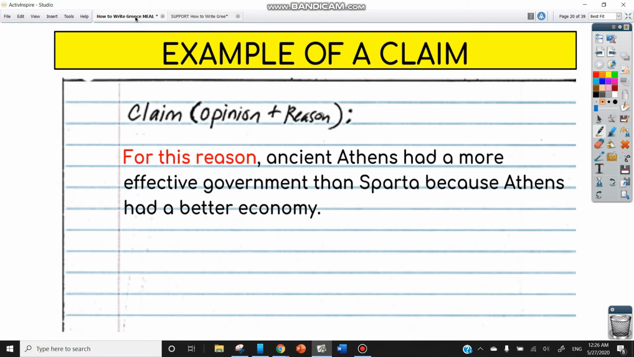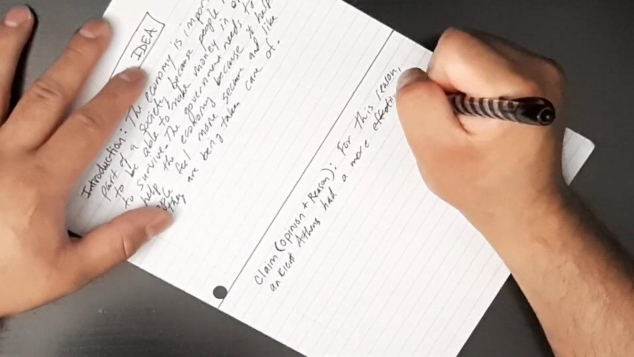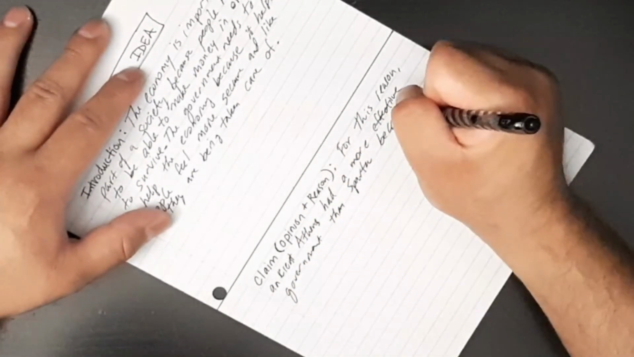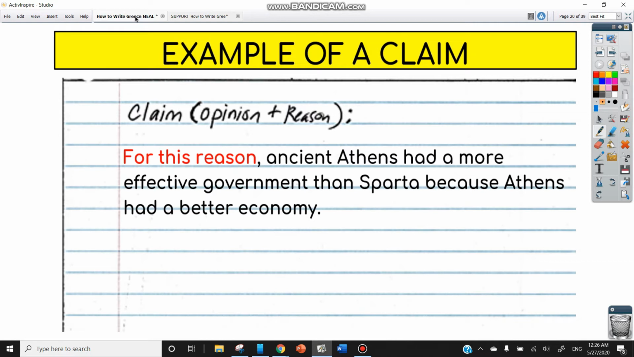There you go. For this reason, ancient Athens had a more effective government than Sparta because Athens had a better economy. And that will basically be the claim for the meal paragraph. So far you've completed the introduction and the claim. Now let's move on to the next one, which is the evidence.